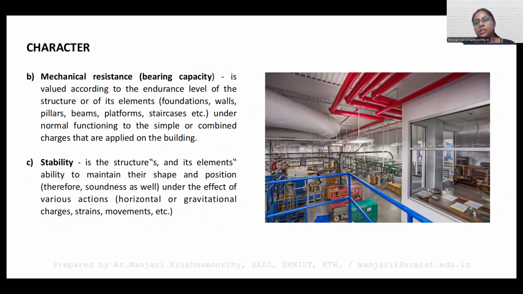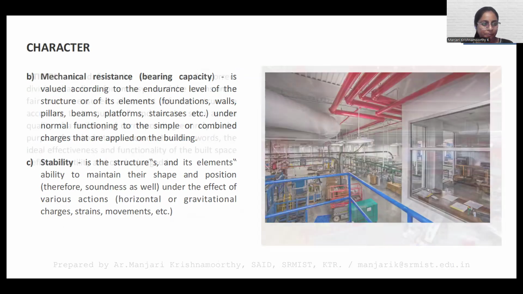And mechanical resistance, where whatever we build will also be valued with the endurance level of a structure, where you have properly laid foundations, walls, pillars, beams, and columns, which will be under proper functioning and have a simple application of their building. That will also affect the stability of the structure to maintain its shape and position in the same form as how it was built.